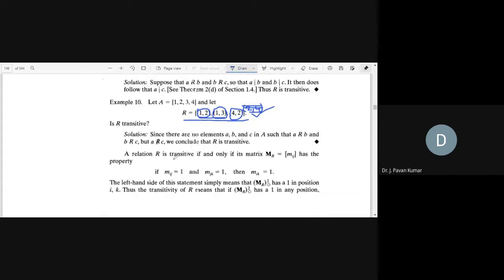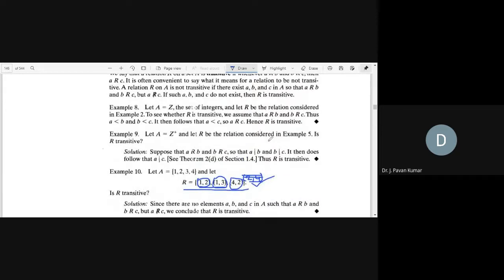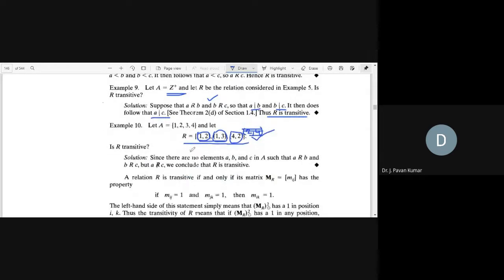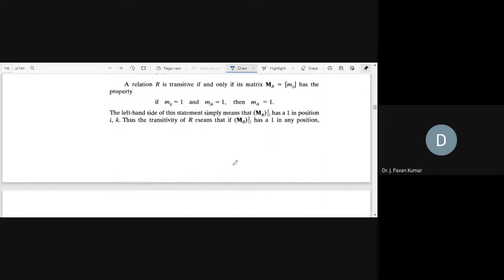So this is the example, and you can observe whatever we have discussed: if A divides B, then B divides C, then we can claim that A divides C. For all the positive integers, this property will be satisfied. So we can consider it as a transitive relation. Yes, R is transitive. This is another example.